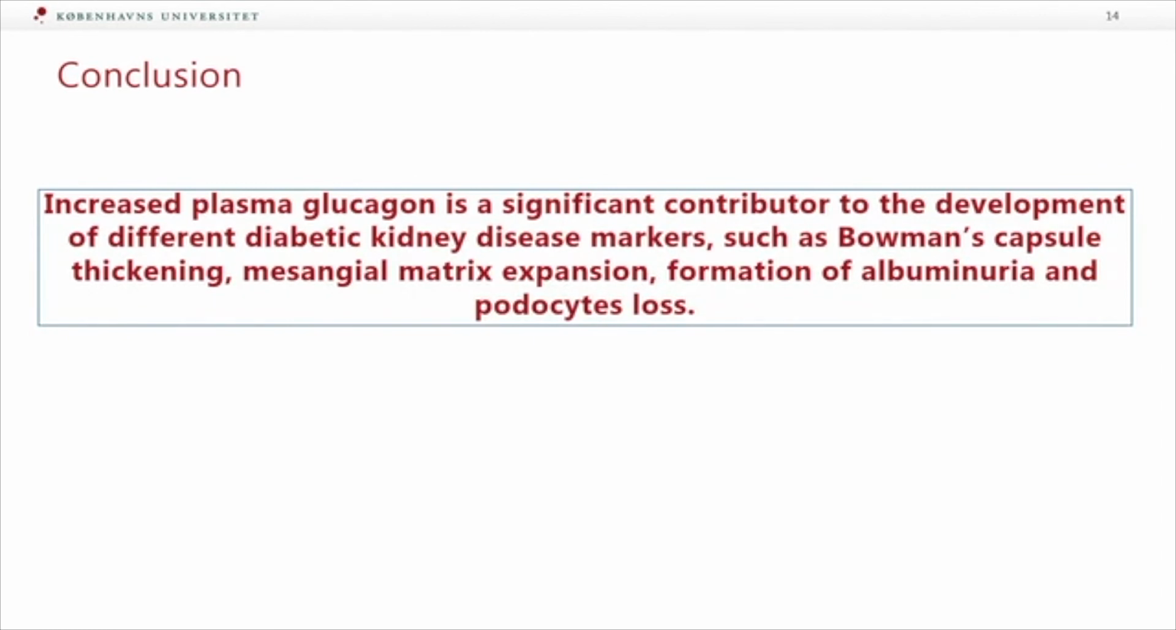So to conclude on this, we saw that increased plasma glucagon is a significant contributor to the development of different diabetic kidney disease markers such as Bowman capsule thickening, mesangial matrix expansion, formation of albuminuria, and podocyte loss.